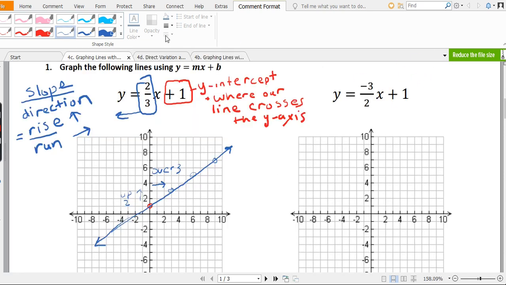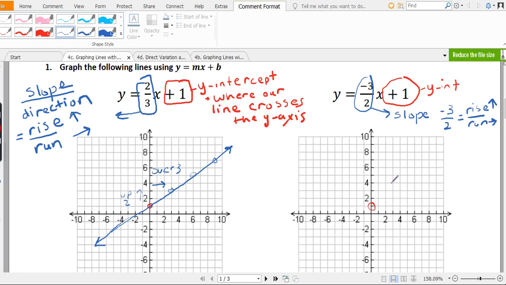Okay? So let's try this again, but for the next example, now I try to keep the colors the same. This is our y-intercept. Okay, I'm just going to put y-int, but y-intercept. That means I start at 1. Now let's change this to blue. This is my slope, which means negative 3 over 2 is going to be my rise over run. Again, this is my up, this is my across.